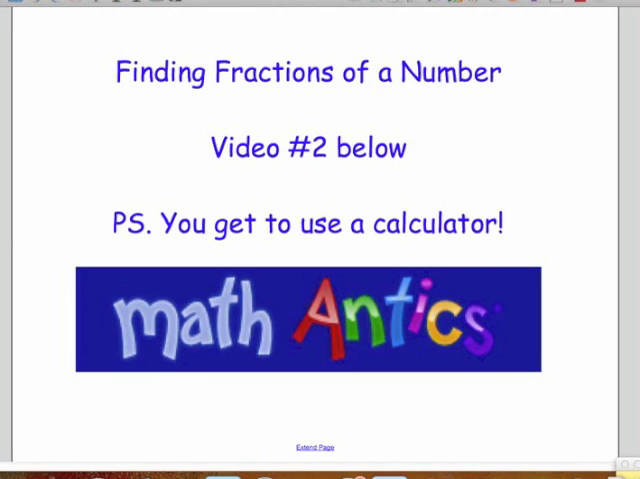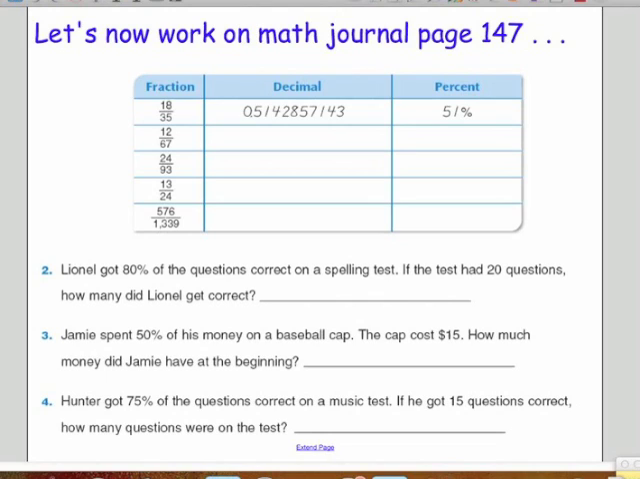Okay, you must be done with video number 2. So our next step here is you are going to be looking at journal page 147. First, you're going to practice taking a fraction, turning it into a decimal, turning it into a percent. Okay, practicing that a little bit. Then you're going to get down here and you're going to practice what you just learned on the video. If you're still confused, go back to the video.